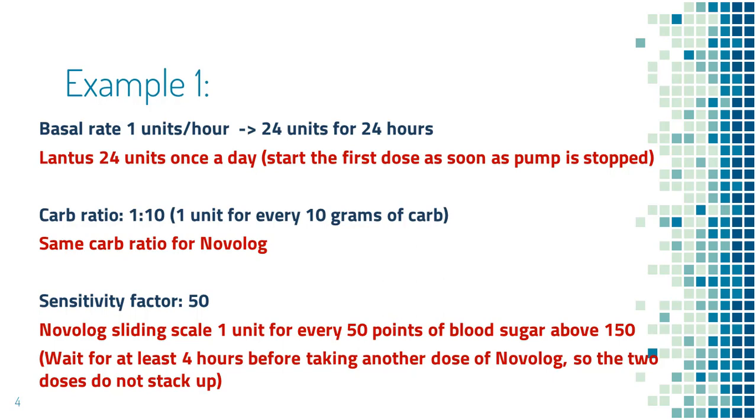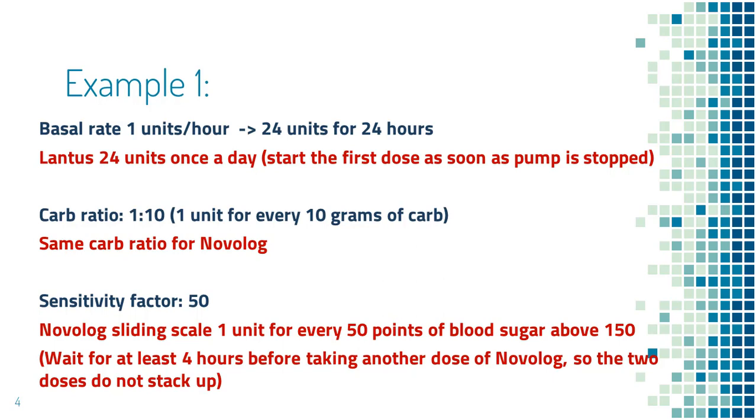For example, if his blood sugar is between 150 to 200, he will need to take 1 unit of Novolog. If blood sugar is between 200 to 250, he will need to take 2 units of Novolog. If blood sugar is between 250 to 300, he will need to take 3 units of Novolog, and so on.